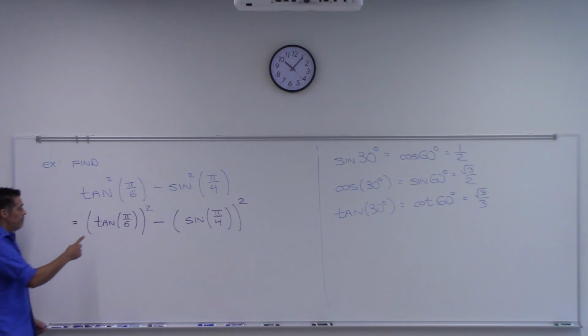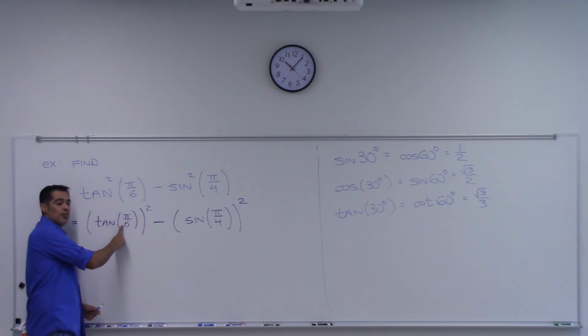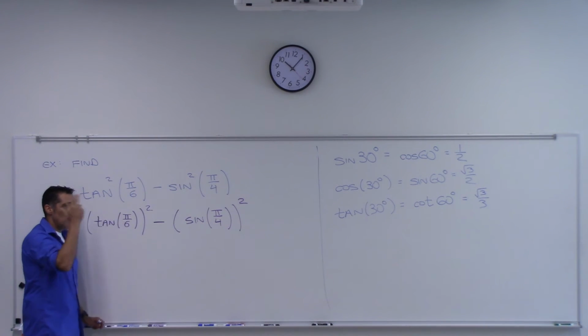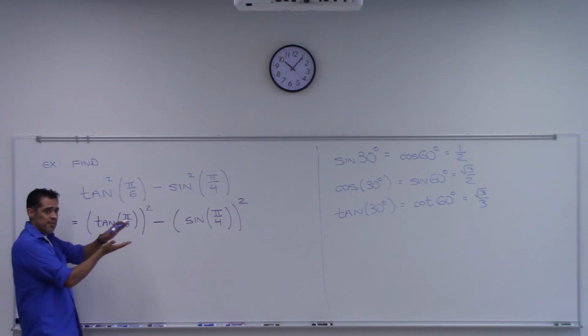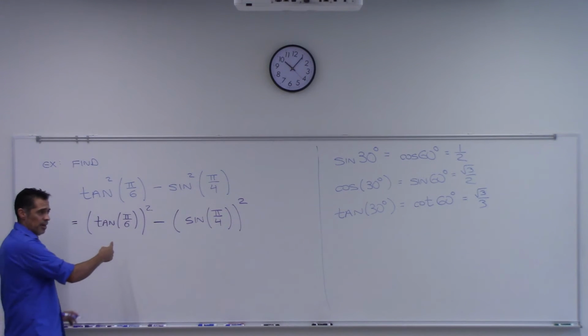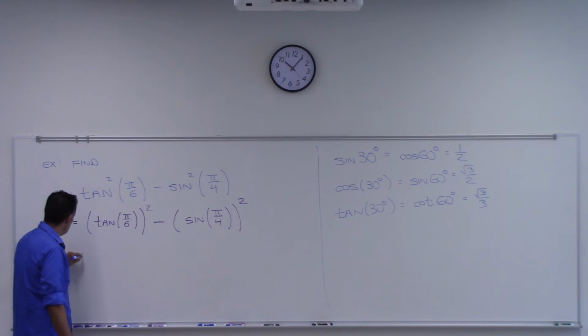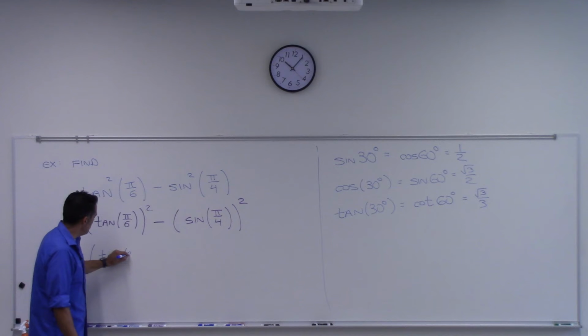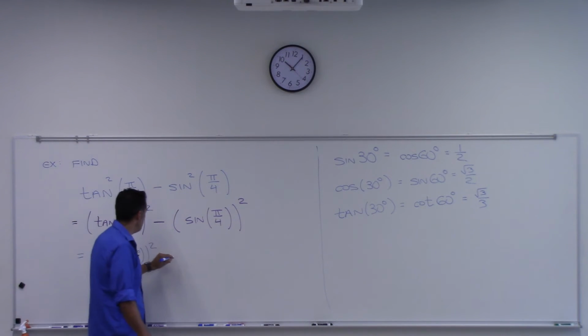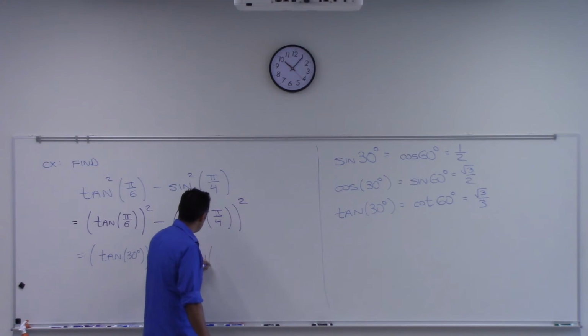Now, pi over 6 is a radian measure, right? You need to know what that is in degrees. So it's one of the common ones that you just drew on your quiz. Where was pi over 6? What angle was that? 30 degrees. So now, if you want to put it in degrees, this is the same as saying, what is tangent of 30 degrees, and then squared, then minus sine of, what's pi over 4? 45 degrees, and then squared.